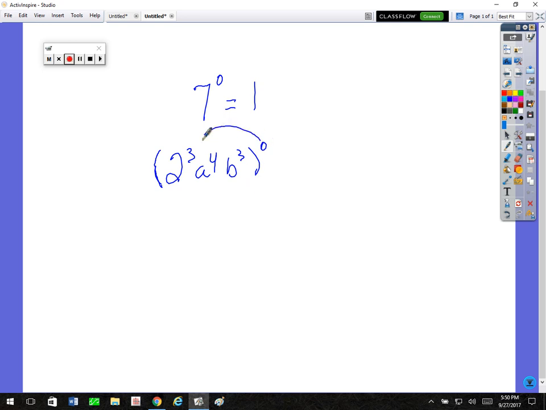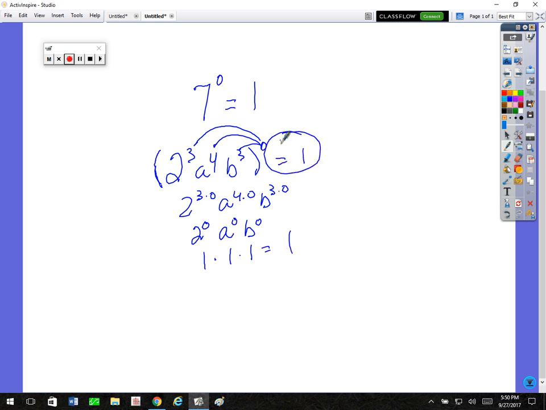Well, remember, we got to draw our rainbows. So what I have is 2 to the 3 times 0, a to the 4 times 0, b to the 3 times 0. So I have 2 to the 0, a to the 0, b to the 0. So 1 times 1 times 1 equals 1. So my final answer is 1. Good job with that one. That's a pretty tough problem, isn't it, guys?